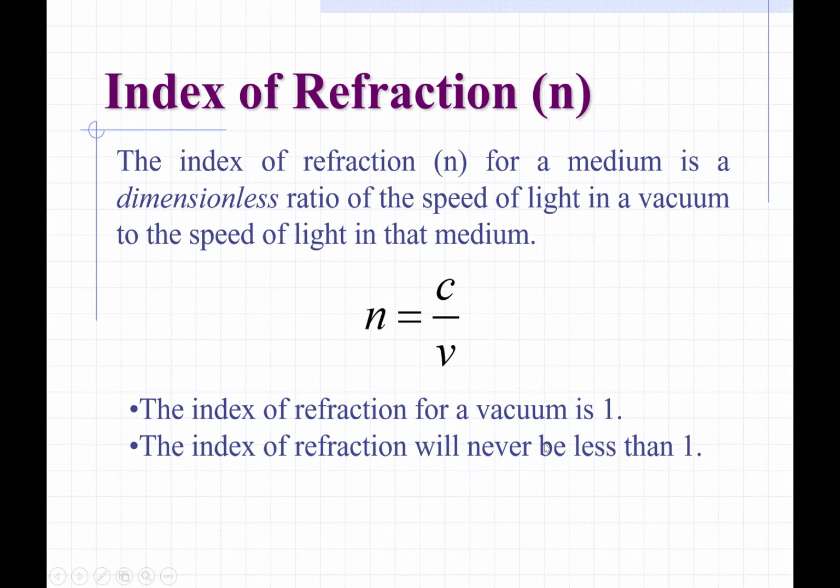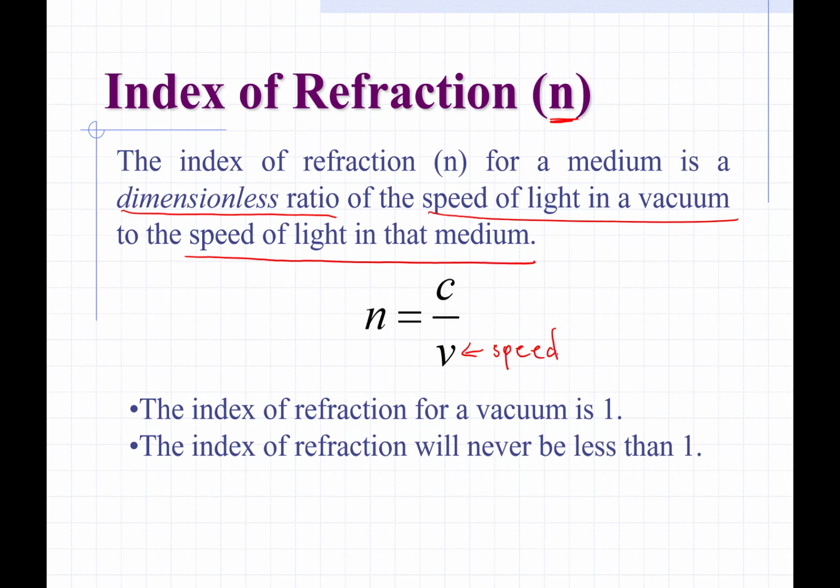So we're going to define a new quantity called the index of refraction. The variable for our index of refraction is lowercase n. And the index of refraction is a dimensionless ratio of the speed of light in vacuum to the speed of light in that medium. So here's our true definition here. n is defined as c, the speed of light in vacuum, over v, which is just our speed of light in that medium. Speed in whatever medium. Poor handwriting, but there it is.